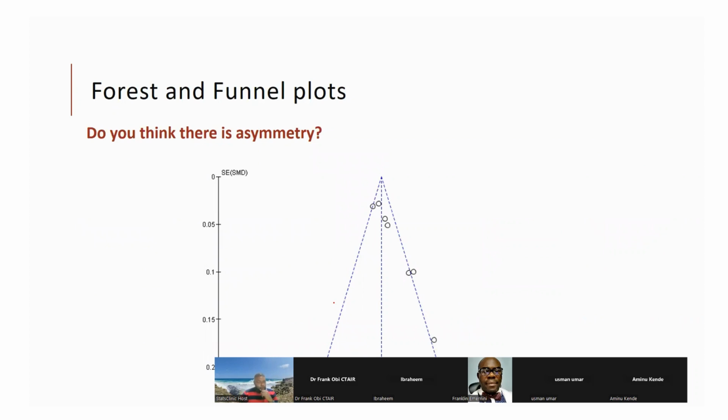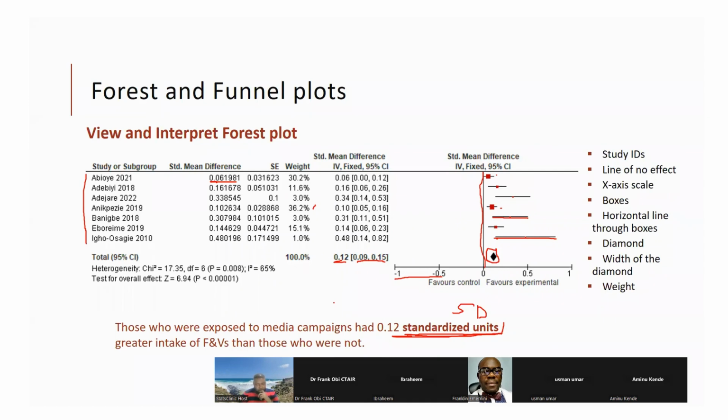If I want to communicate these results to, let's say, policymakers, what will I tell them? Like these 0.12 standardized units, how will it be interpreted so that they will understand what they're saying? So that's certainly a challenge. But you would focus on the direction, which is that media campaigns are leading to increased intake of fruits and vegetables. That's one.